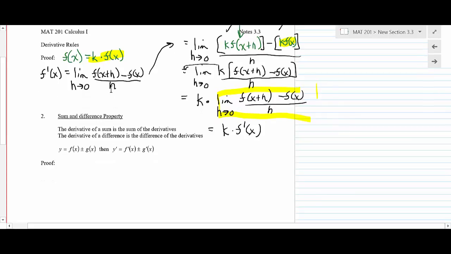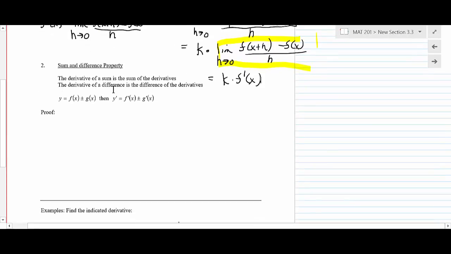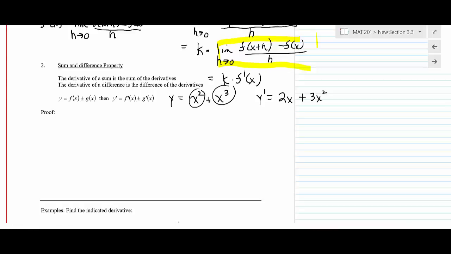The next thing we're going to look at is the sum and difference property. I'm going to do a proof of that because it's not too hard. Just a quick example: if you had x to the second plus x to the third, to take the derivative, all you do is take the derivative of each part separately. What's the derivative of x squared? 2x. What's the derivative of x to the third? 3x squared. You just add them together. If it was subtraction, you would subtract them. Anytime you have a function separated with plus and minus signs, you just do each piece. Does that make sense?